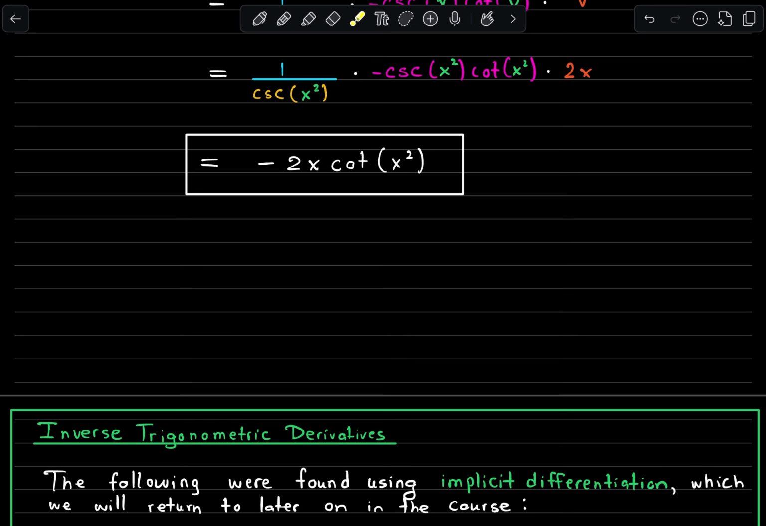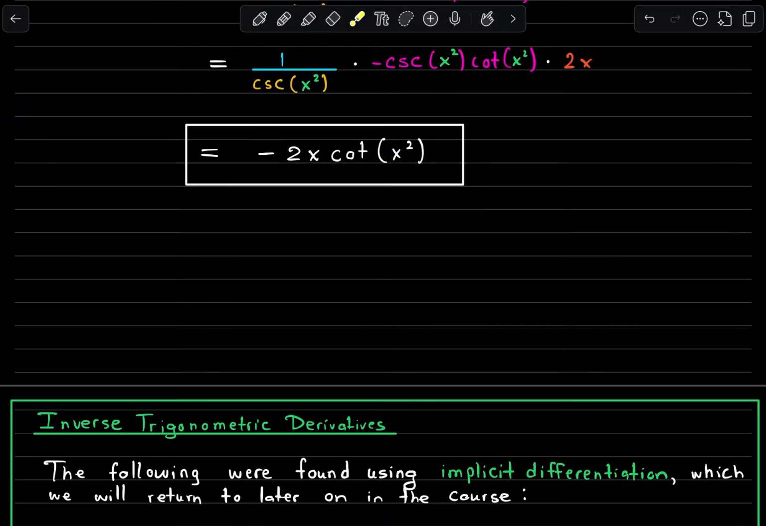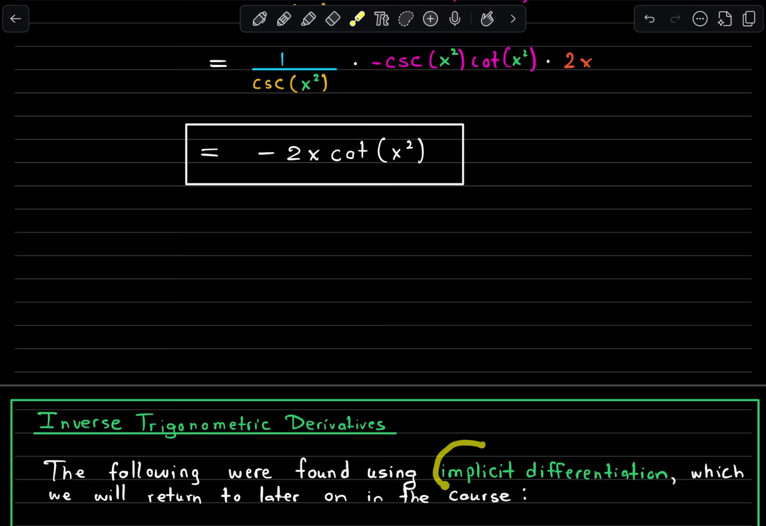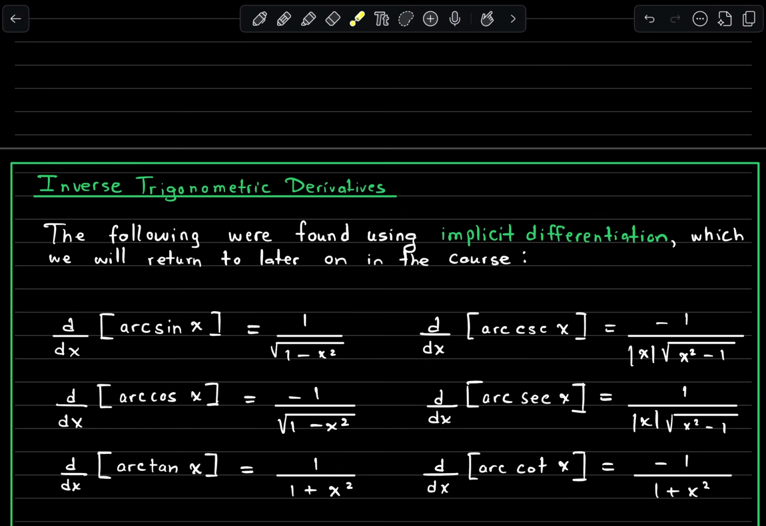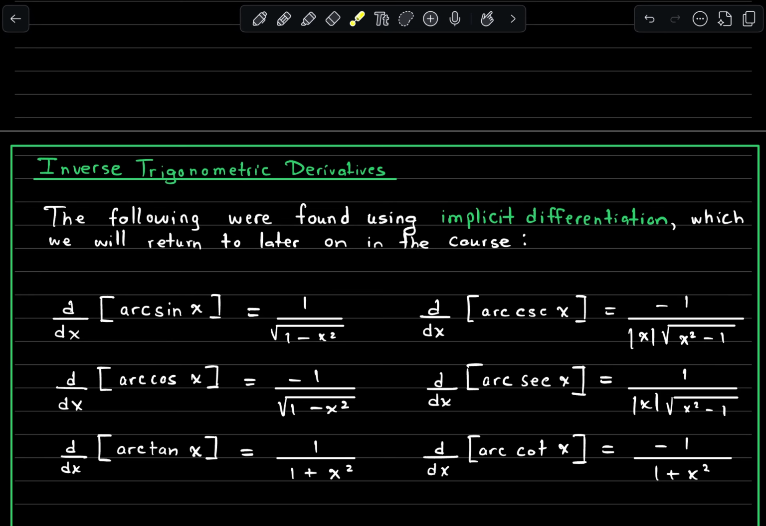The next thing we have are inverse trigonometric derivatives. So last time we talked about inverse functions and their derivatives. We saw how the natural logarithm, which is the inverse of the exponential, how that one's derivative worked. So trigonometric functions as well have their inverse functions. Now, these were found using something called implicit differentiation, which is something we're going to come back to later on in the course. So it's a little bit more of an advanced technique of differentiation. For now, we can just memorize these identities and use them as we have to.